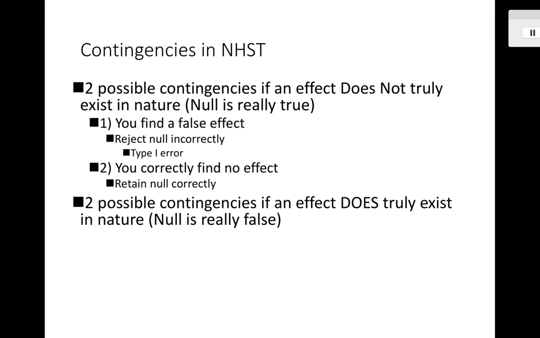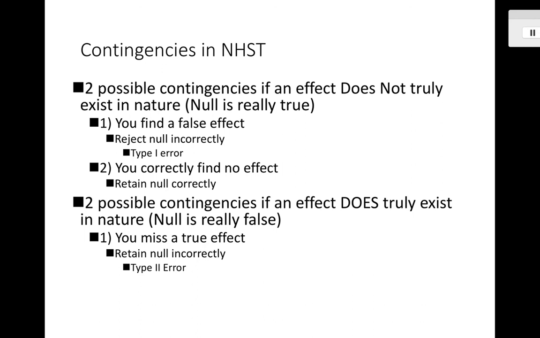Now, with the same issue, two possible contingencies occur if an effect does truly exist in nature. In other words, if in the real world the null hypothesis is supposed to be false, there's two possible results that may occur for us. Number 1, you miss a true effect. In other words, you were supposed to reject the null hypothesis, but yet you retained the null hypothesis incorrectly. Thus, you've committed a type 2 error.